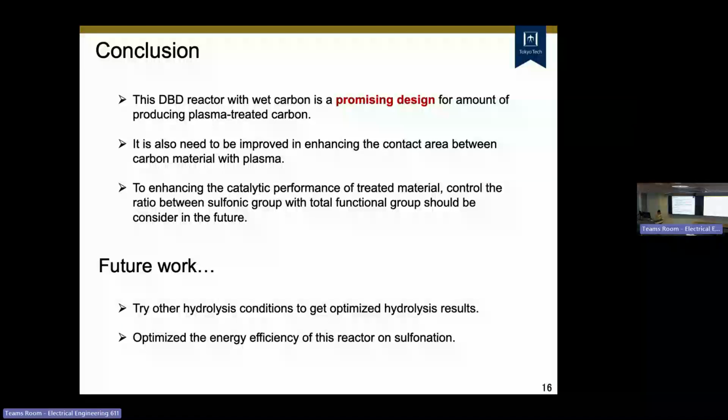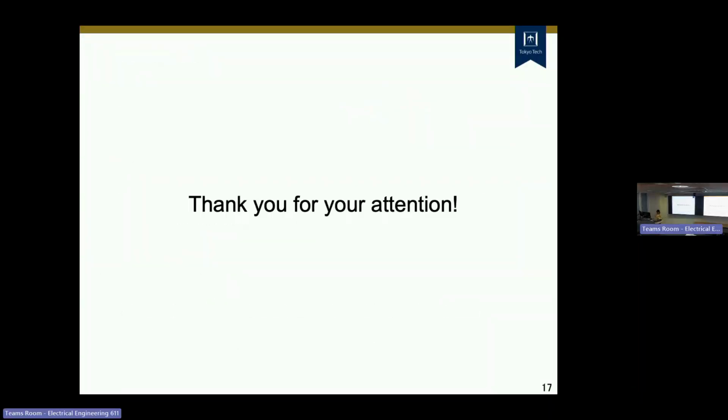So the conclusion is that a DBD reactor with discharge with carbon is a promising design for mass producing sulfonated carbon material. And we also need to improve this reactor because the contact area seems limited. And that's all for my presentation. Thank you.